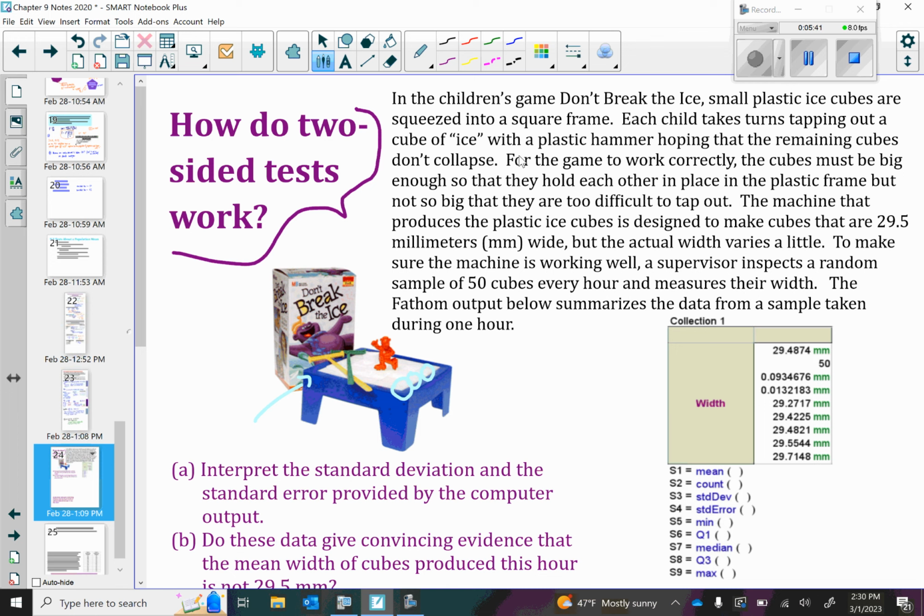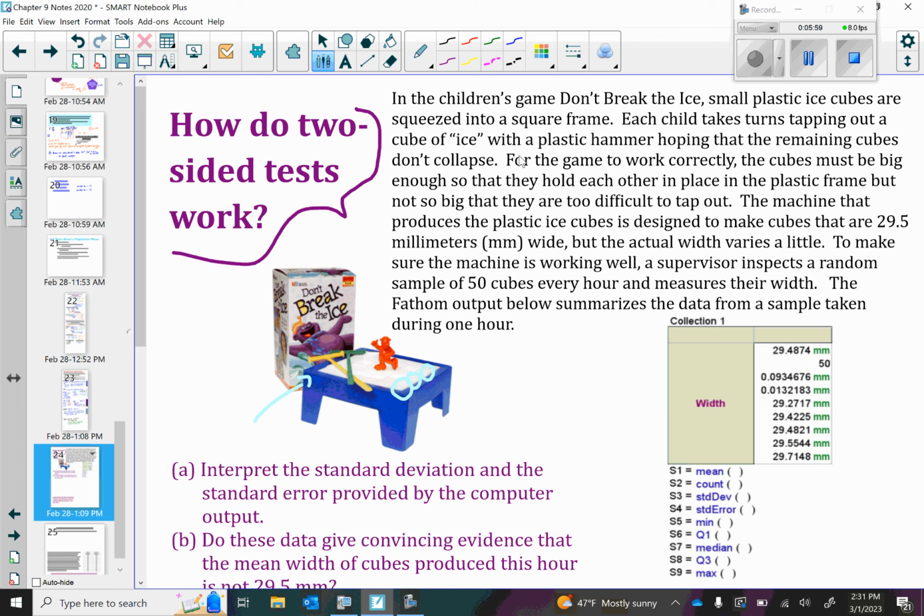Of course, for this game to work properly, the cubes must be big enough so that they hold each other in place, but not too big that they are too difficult to tap out. The machine that produces the plastic ice cubes is designed to make cubes that are 29.5 millimeters wide, but the actual width will vary a little bit, of course.